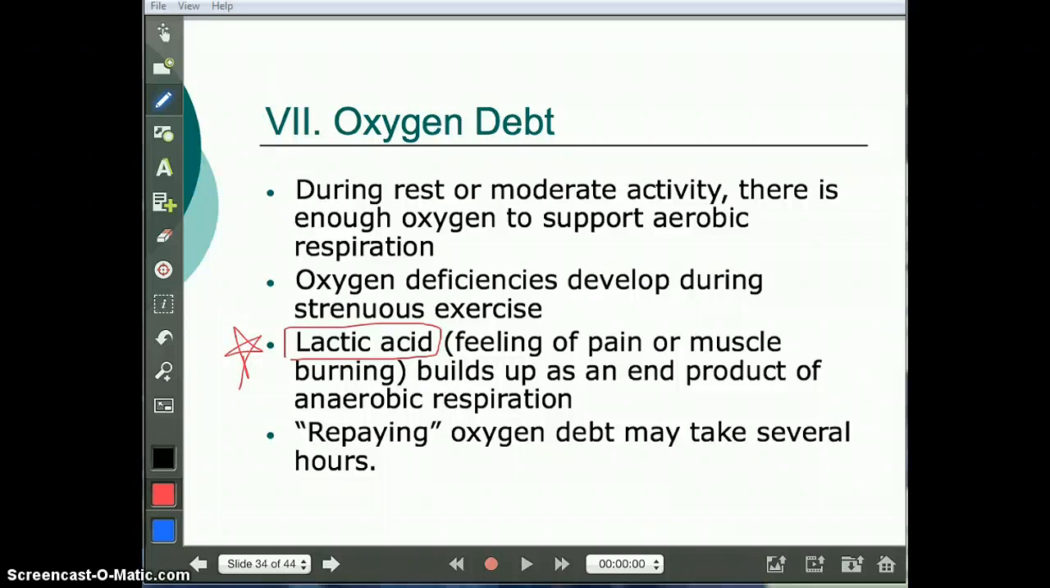Now, we can get the oxygen back. However, it's going to take a lot of time. It's going to take several hours to repay all that, especially if you're not drinking enough water. Using the water is going to help recycle and try to push that lactic acid out of your muscles and help filter out through your kidneys, and then you can expel it through the body.